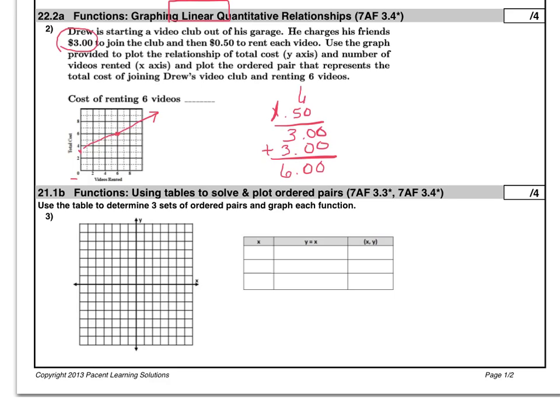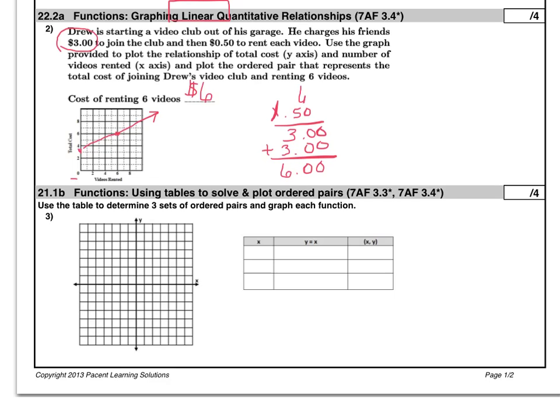And again, the cost of renting the 6 videos we solved was $6. So this is the work that I was looking for. You had to have 2 points, okay? And if you didn't have the 0, 3, it would have been okay as long as you had another point. So you could have found out what it cost to rent 8 videos or what it cost to rent 2 videos and plotted that. But you needed a linear relationship, okay, which means a line.